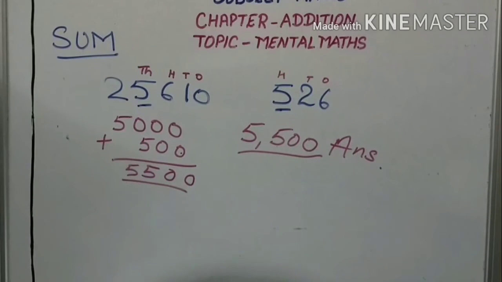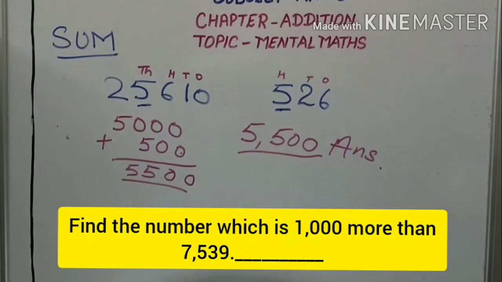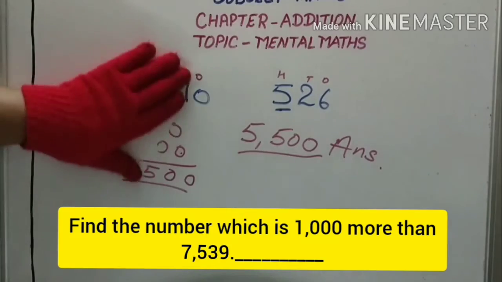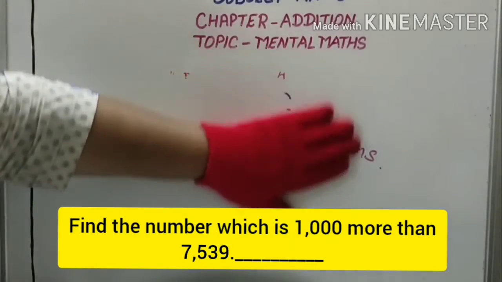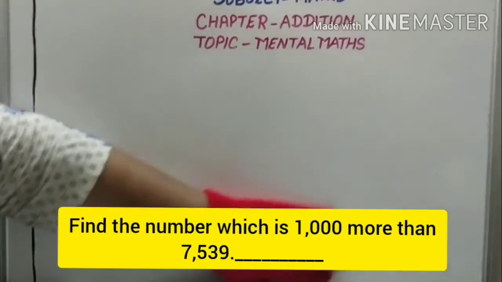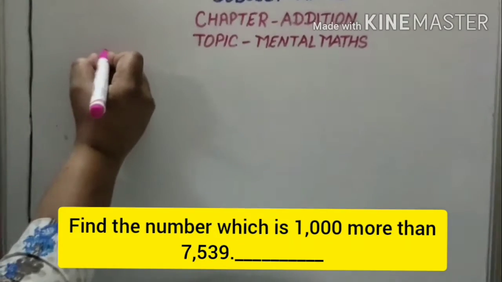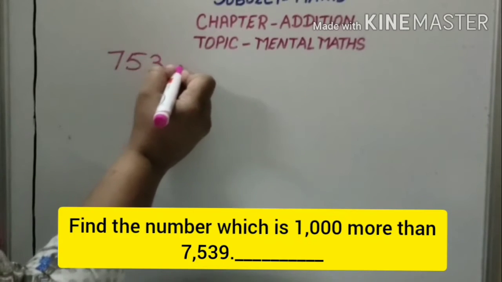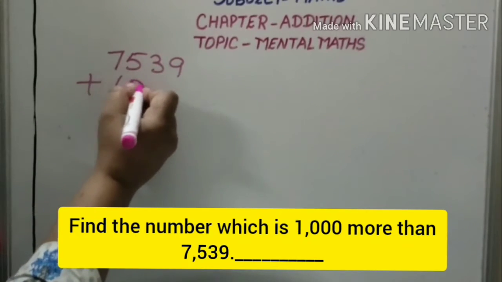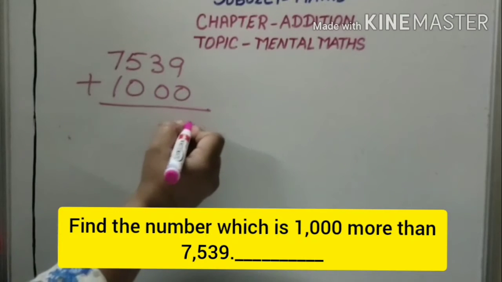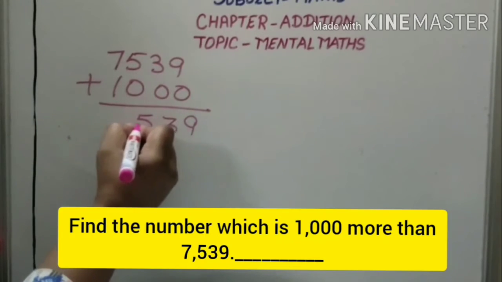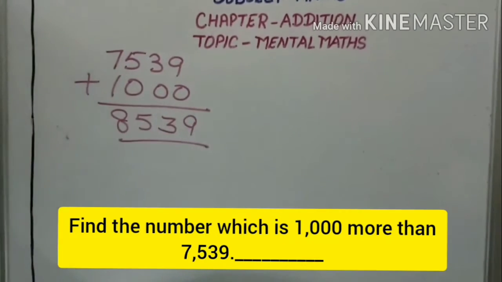Now children, the question is find the number which is 1000 more than 7539. More means greater, ज़्यादा, ठीक है? तो 7539 से 1000 ज़्यादा क्या होगा? तो क्या करेंगे? Simply we will add and we will get the answer 8539. Sorry.